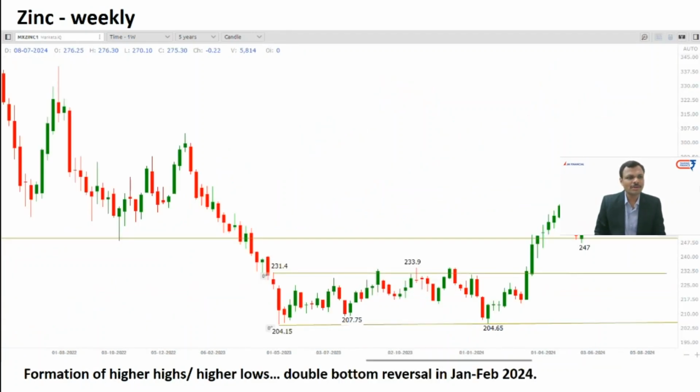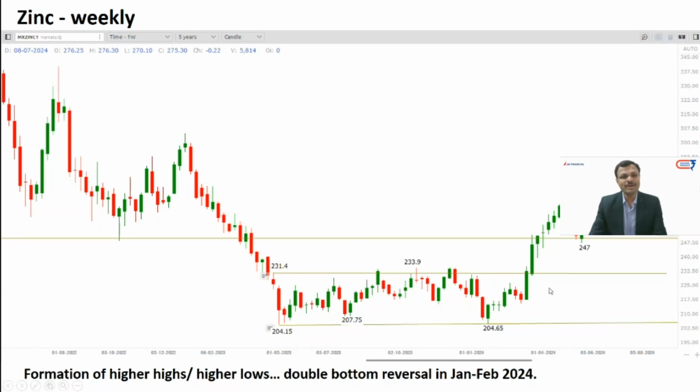So this is the long-term chart of zinc, weekly chart. We can see a double bottom has formed around 204, 204.50 in the month of May 2023, and then in February 2024. So a double bottom, then a breakout above this rectangle triangle pattern above 234. We saw a rally. It has again corrected towards support at 249, 247 and reversed.